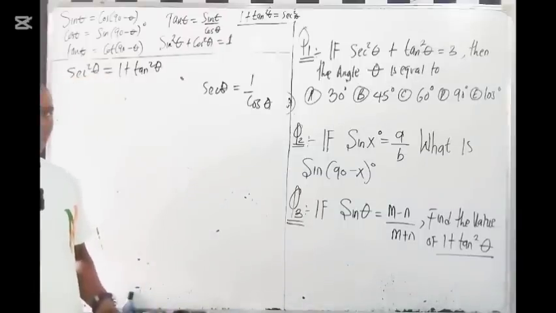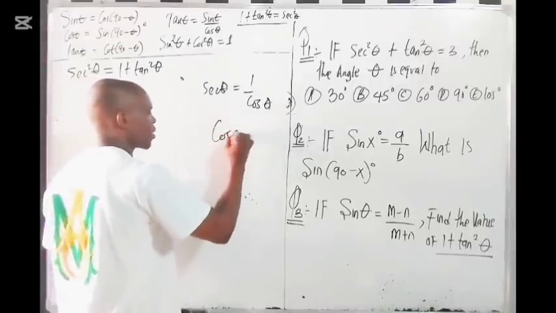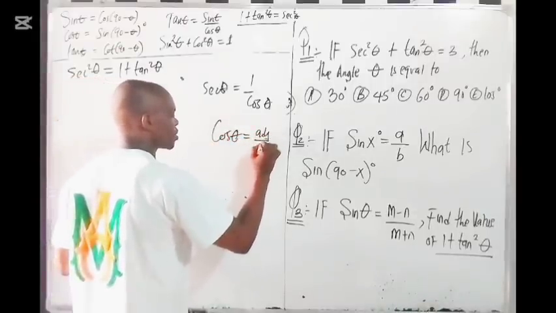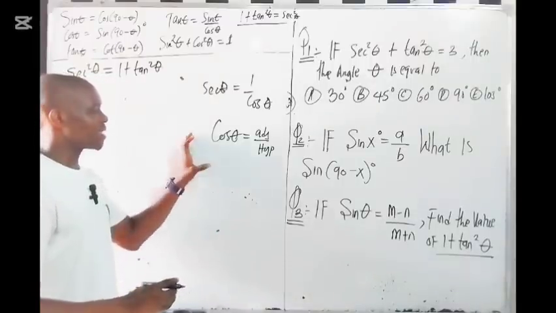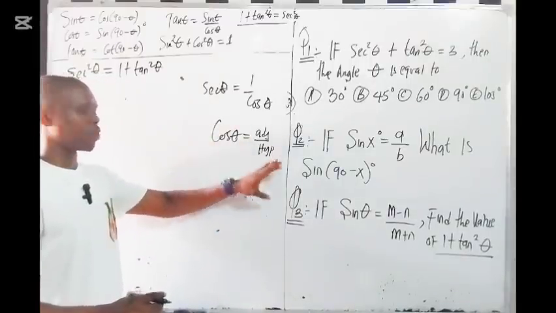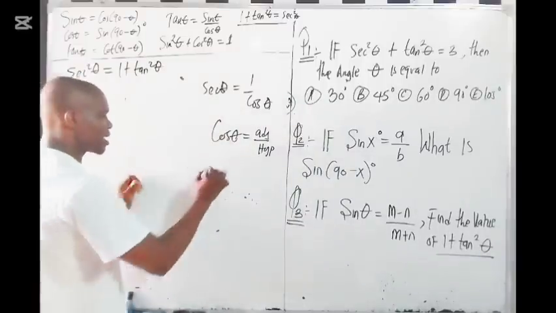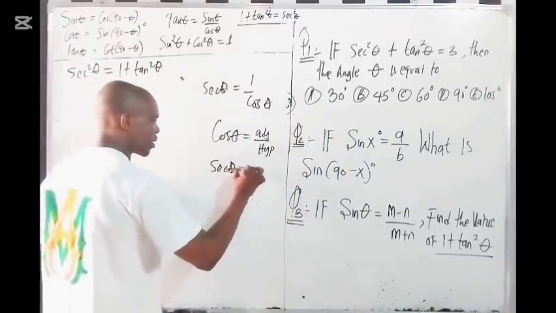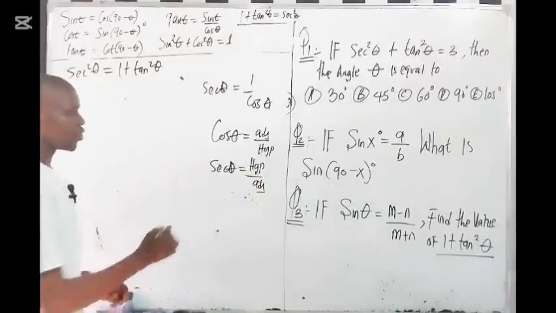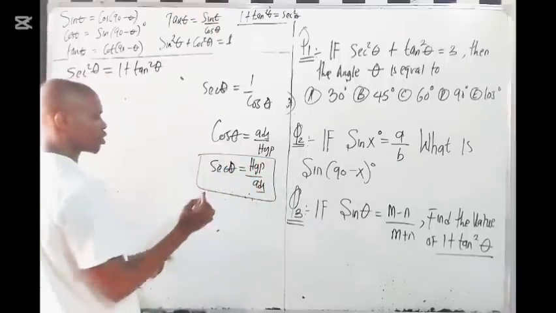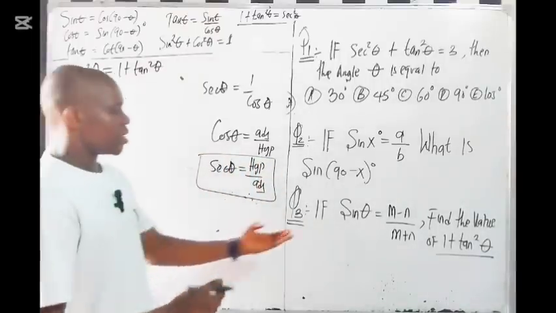And what is cos theta? Cos theta equals adjacent over hypotenuse. Because cos theta equals adjacent over hypotenuse, sec theta is going to be the inverse. So sec theta equals hypotenuse over adjacent. This is our main point of focus. Do you understand?